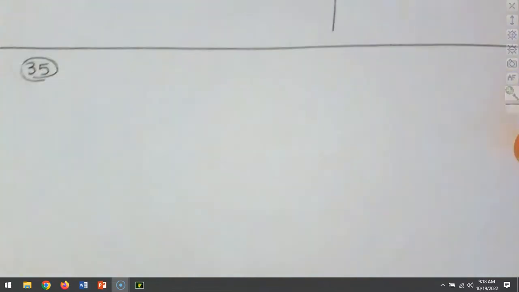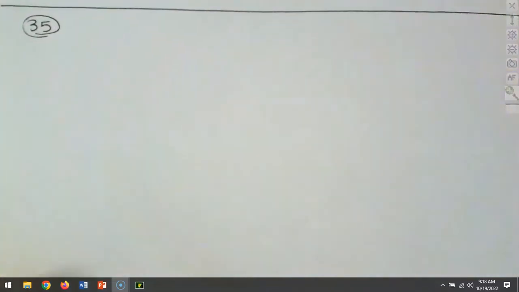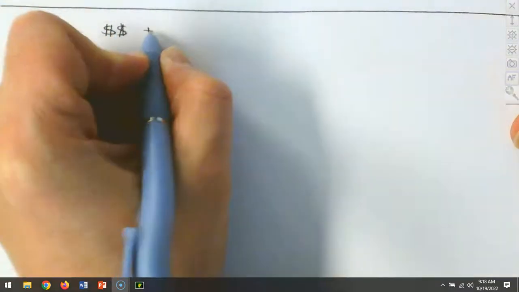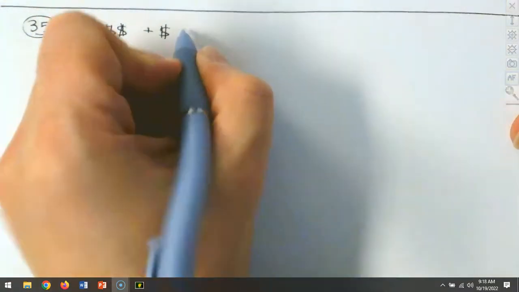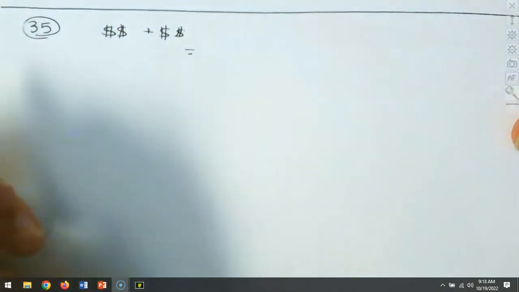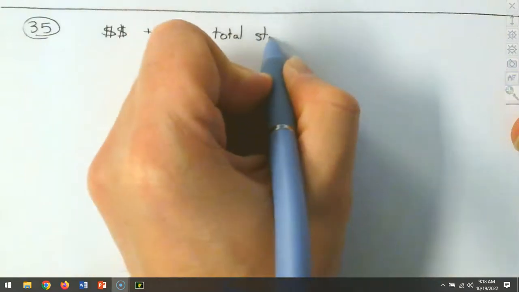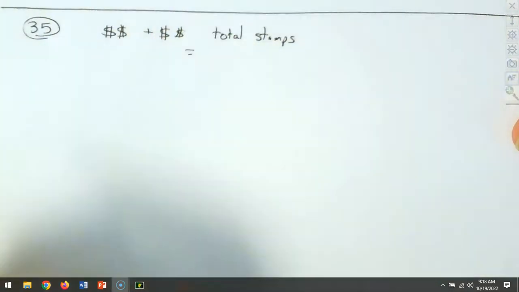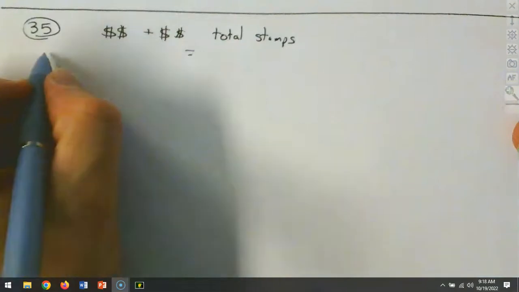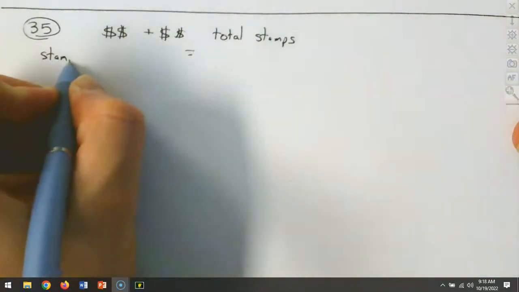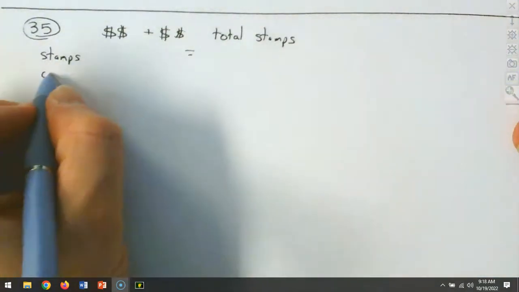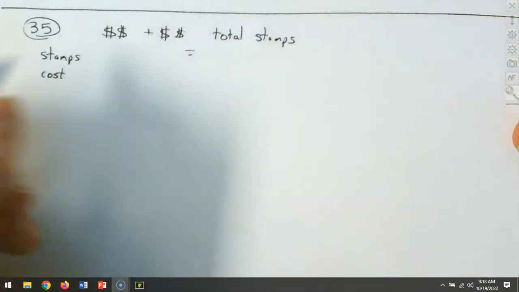The only difference is, instead of amounts of money, we have stamps. And instead of an interest rate, we have the cost of the stamps. So we're going to look at our stamps here. So we've got stamps. And we've got the cost, or the denomination of the stamps.